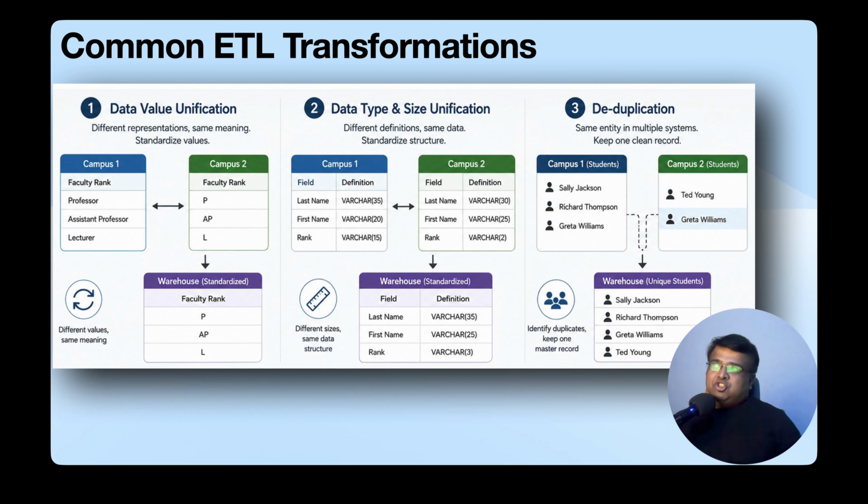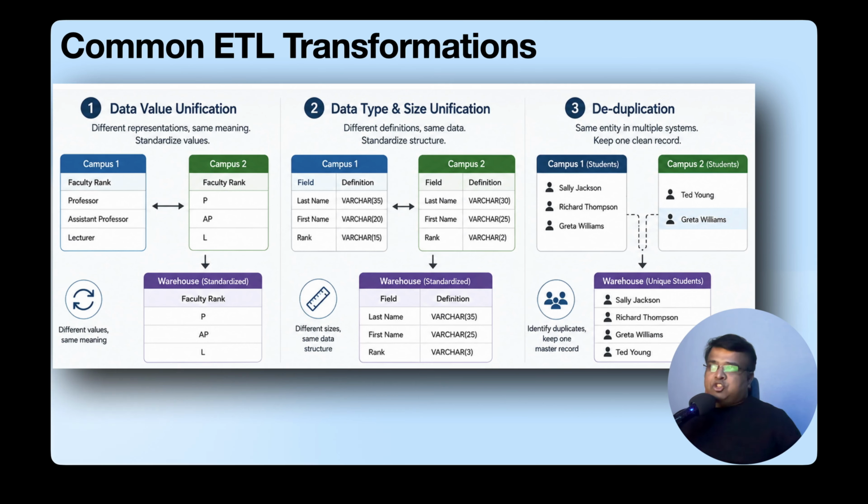So during transformation, we identify duplicate entities, often using things like student IDs, social security number, Aadhaar number, email addresses, or other unique identifiers. Then we merge or eliminate duplicates, so the warehouse stores only one clean master record for Greta Williams, and this entire process is called deduplication.